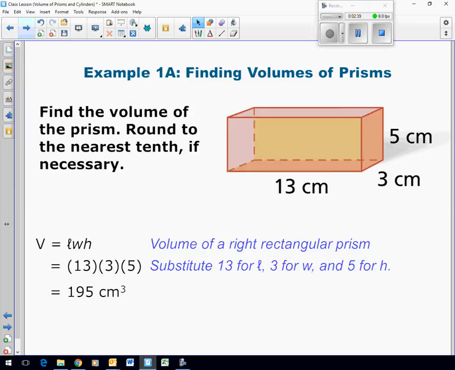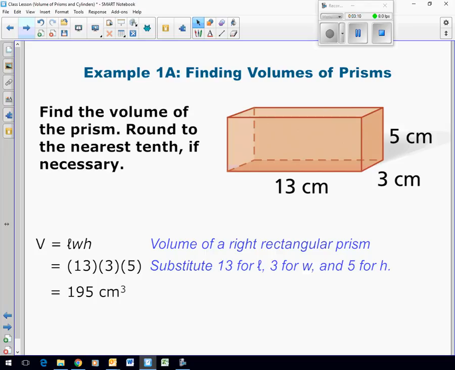Here's how simple it can be. If you wanted to find the volume of this prism, what's the width? 3. What's the length? 13. What's the height? 5. Multiply them together. 13 times 3 times 5. Length times width times height is 195 cubic centimeters. Notice that my units of measurement are now cubic.